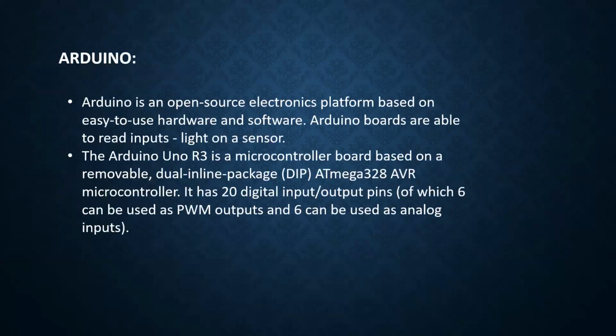Next slide. First of all, we discuss what Arduino is. Arduino is an open source electronics platform based on easy to use hardware and software. Arduino boards are able to read inputs, like light on a sensor. The Arduino UNO R3 is a microcontroller board based on a removable dual inline package ATmega328 AVR microcontroller. It has 20 digital input-output pins, of which 6 can be used as PWM outputs and 6 can be used as analog inputs.